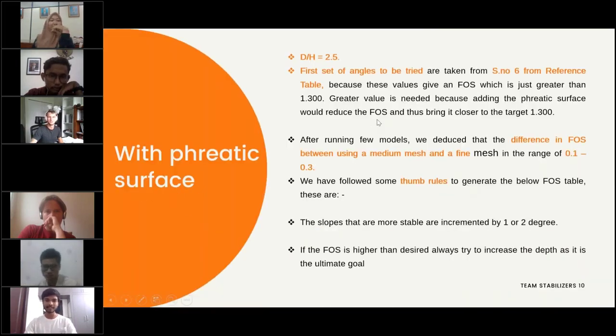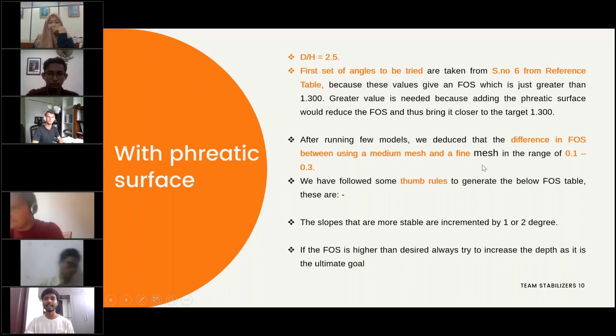Now coming to the phreatic surface, as we said, we took the D/H ratio of 2.5. The first angles that we used are from series 6 from the reference table that I showed you just now. Then we ran a few models with medium mesh and fine mesh just to find out that the difference between both comes in the range of 0.1 to 0.3. Several thumb rules that we followed, similar to the previous case, just here the optimization was done with a variation of 1 to 2 degrees.